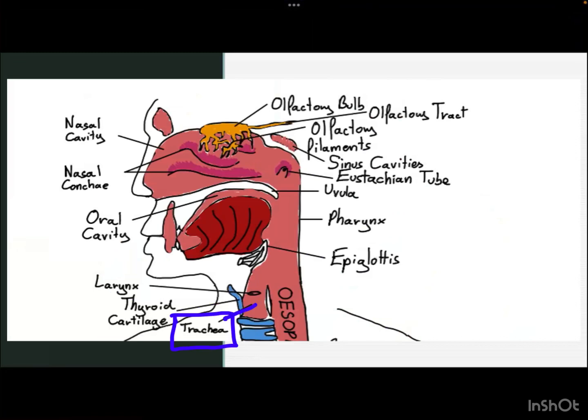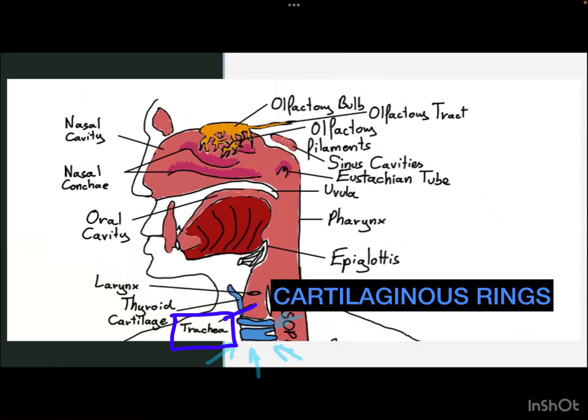The trachea is called your windpipe and has roles in air conduction, carrying air to the bronchi and then to the bronchioles and then finally to the alveoli, and contains cartilaginous rings. You can see it here, it's colored in blue and looks like rings wrapped around the windpipe, and that prevents it from collapsing on itself.